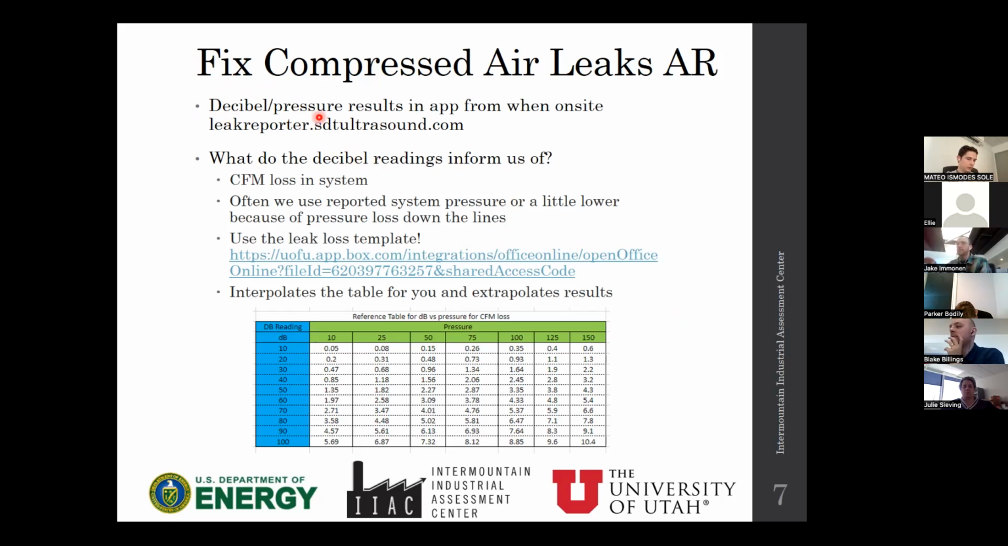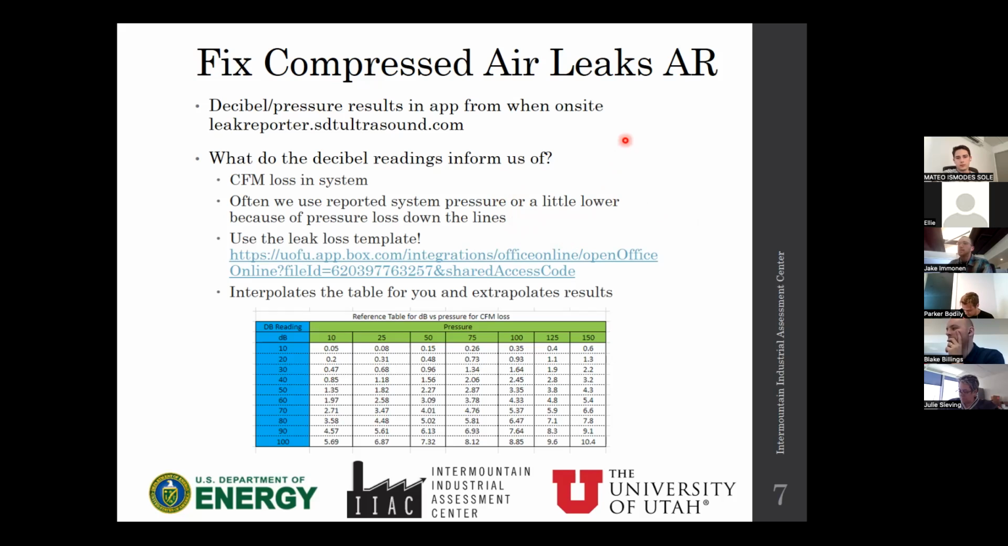But it's kind of impossible to know what the pressure is at the exact leak site. So I think often we just use the system pressure. I guess it's probably most accurate to use lower than the system pressure. If we had a reading after the compressor dryers, I think that would be a good reading for pressure.